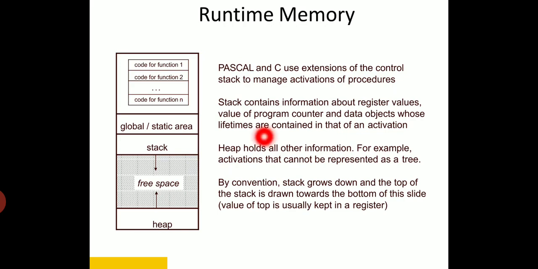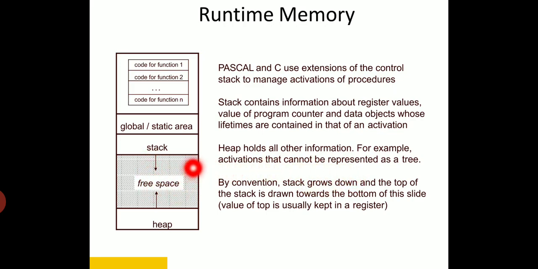So here it is explained like this. Stack also keeps track of the program counter. It contains information about the register value of the program counter, and data objects whose lifetimes are contained in that of an activation. That is the information regarding the stack. Heap holds all other information, for example, activations that cannot be represented as a tree. By convention, the stack grows down and the top of the stack is drawn towards the bottom of the slide. The value of top is usually kept in a register.